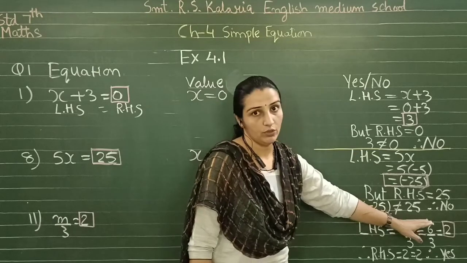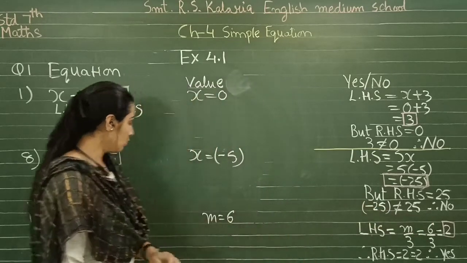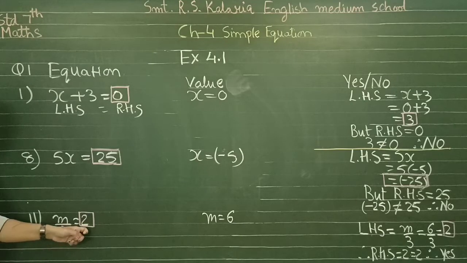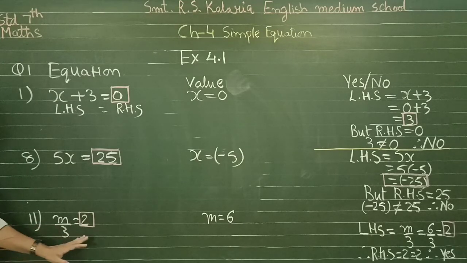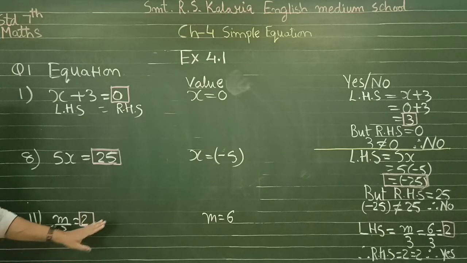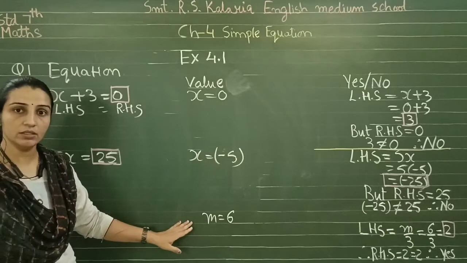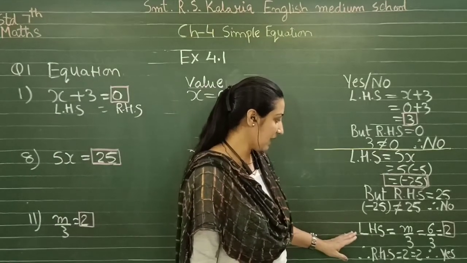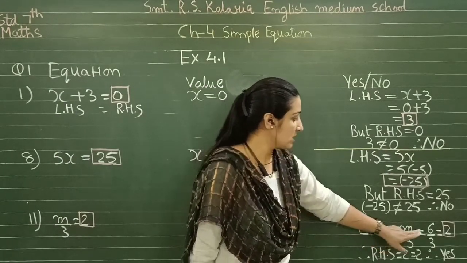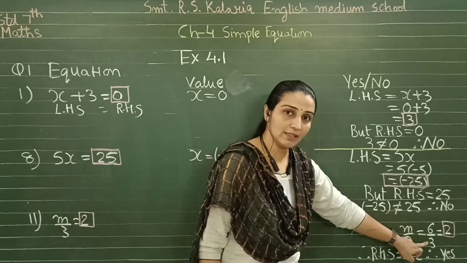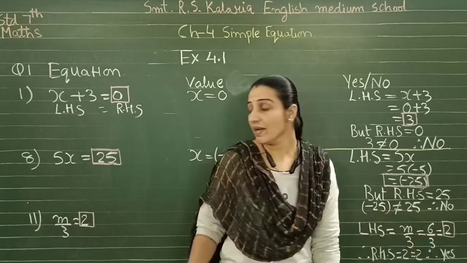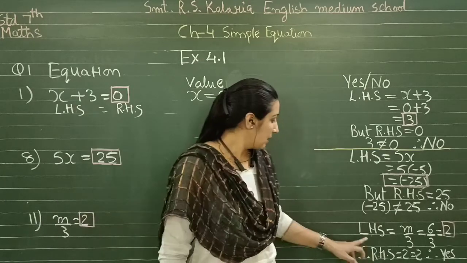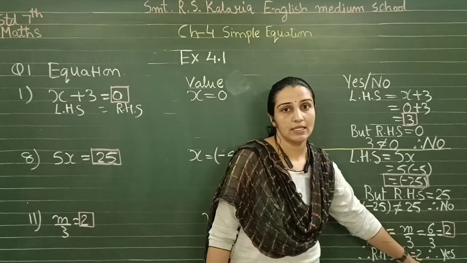No. Therefore, no. Last one, that is the 11th one, m upon 3 is equals to 2. This is my left hand side, this is my right hand side. The value of m given here is 6. So first we will write the left hand side, then we will substitute m is equals to 6. What is 6 divided by 3? 2. What is my RHS? 2. Are they equal? Yes. Therefore, my answer is yes.